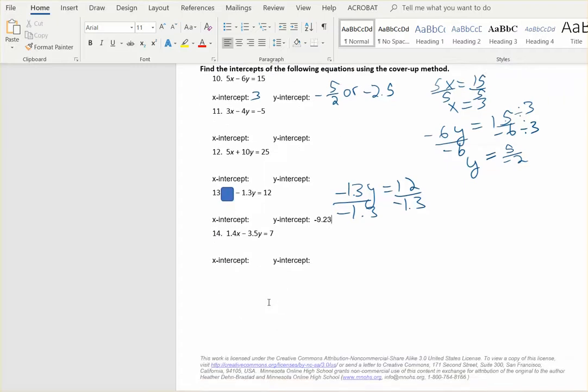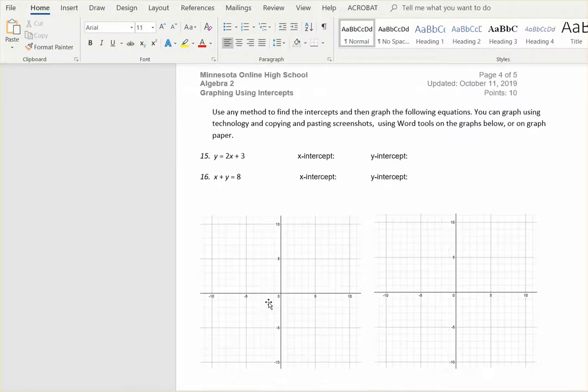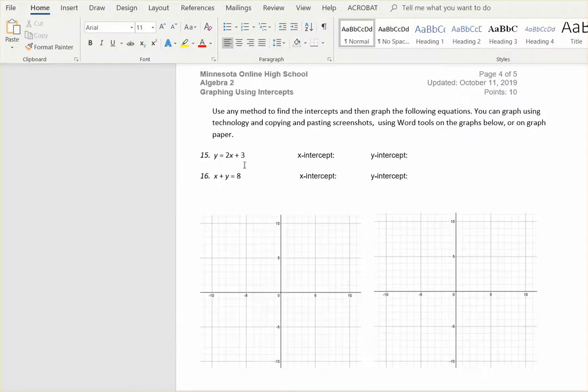And there's another one at the end there. All right, and then for these two problems, use any method you want, and then you're going to find the intercepts, and then you're going to graph using the intercepts. So I want to look at one of these because that's something a little bit different than we have done before. Let's do 15 because that one's not written in standard form, so it's a little different looking.